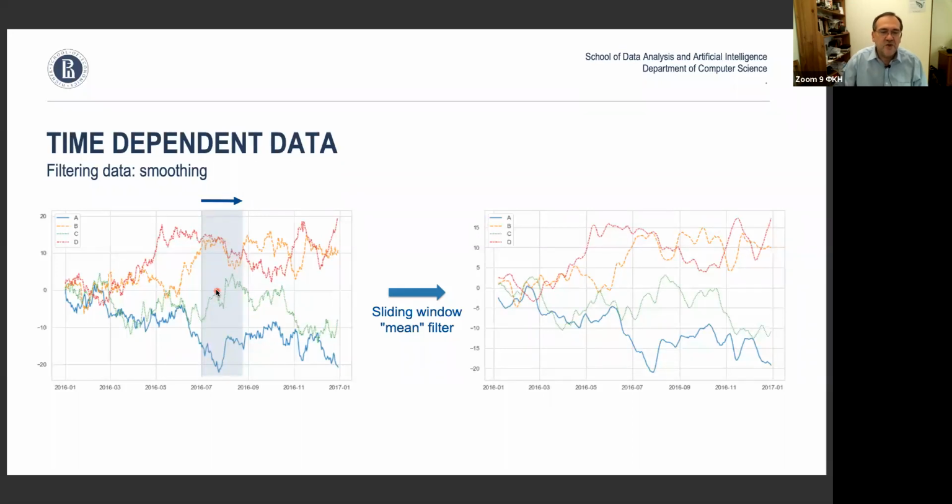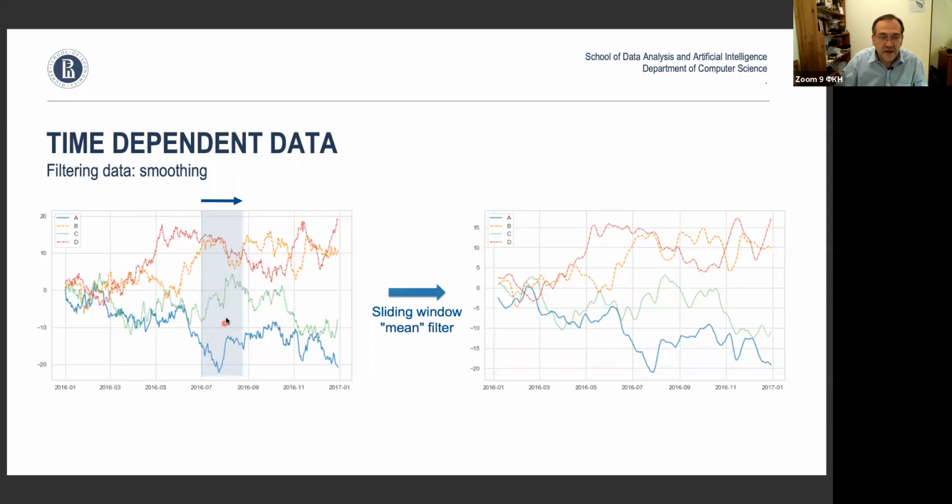Now here I exaggerated. I showed a big window. In fact, it's a much narrower window. It can be only a few data points. And then what you do is you take this window and you slide it through the data set. All right. So you're sliding this window, and within this window, you replace the values in the data set by the average within that window. And it's called a sliding window. It's also called filtering of the data. And for example, you can have what's called a mean filter.